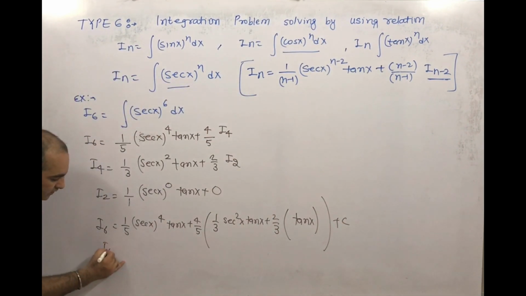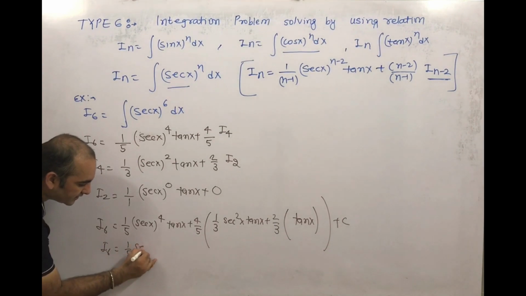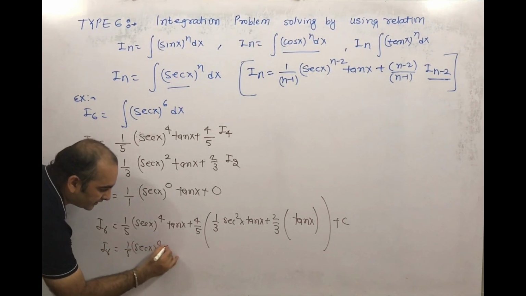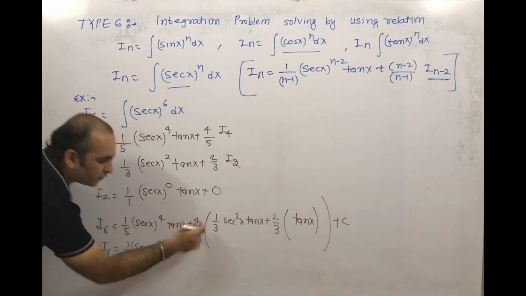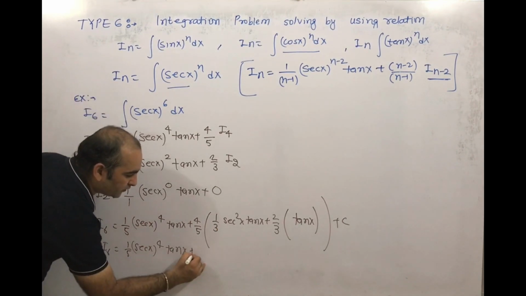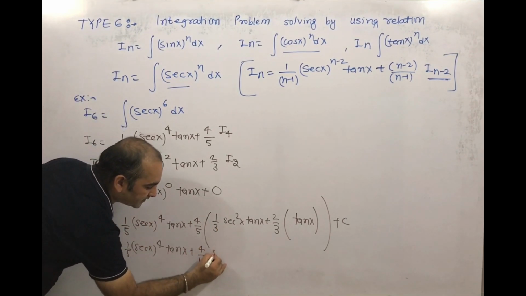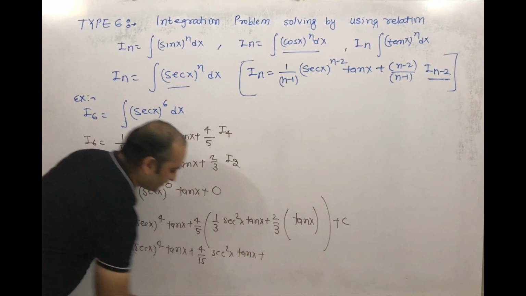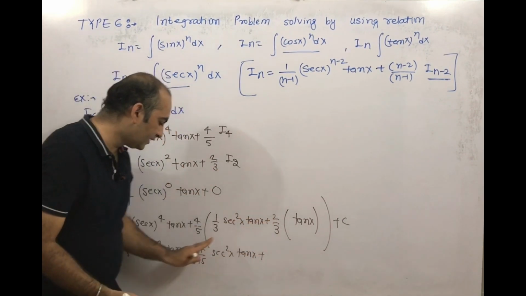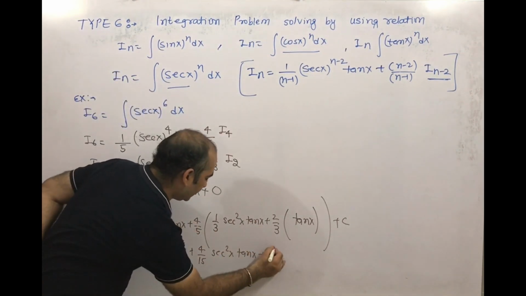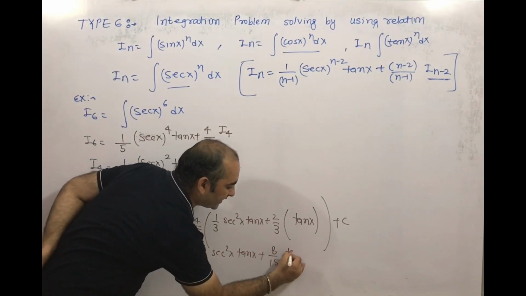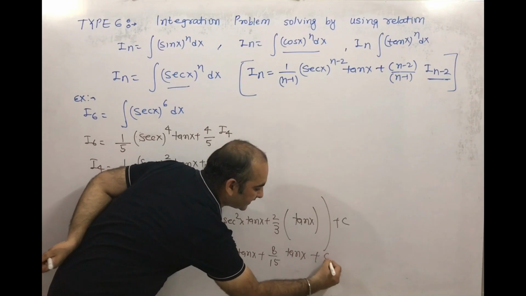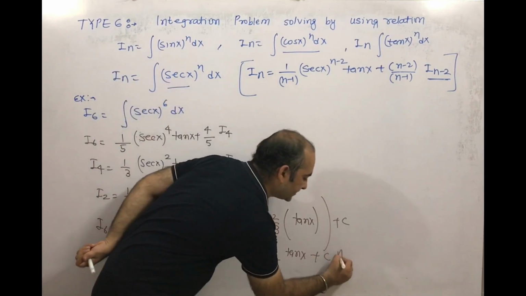This I6 equals 1 by 5 secant x to the power 4 tan x plus 4 by 5, and we are multiplying inside. So what will come? 4 by 15 secant square x tan x plus 4 into 2, which is 8 divided by 15. So what will come here? 8 by 15 tan x plus c at the end.